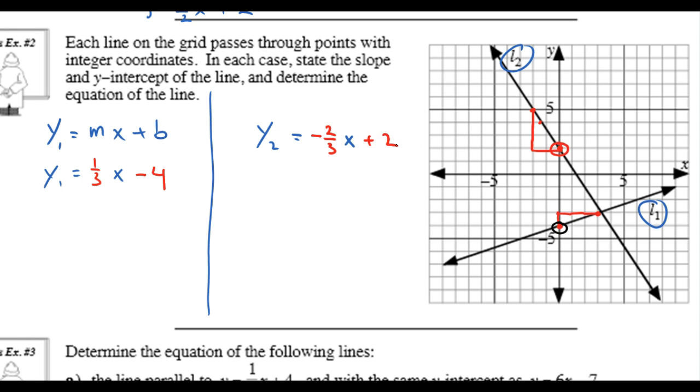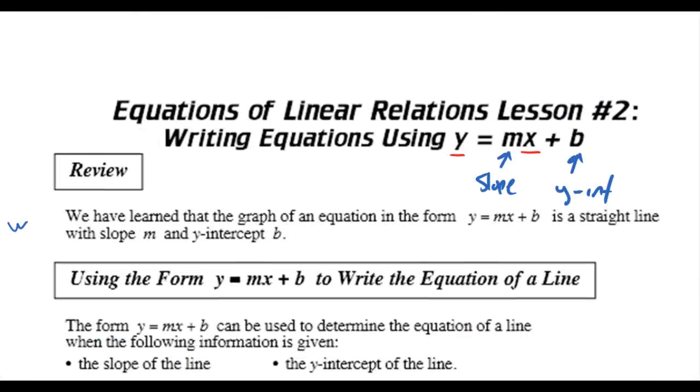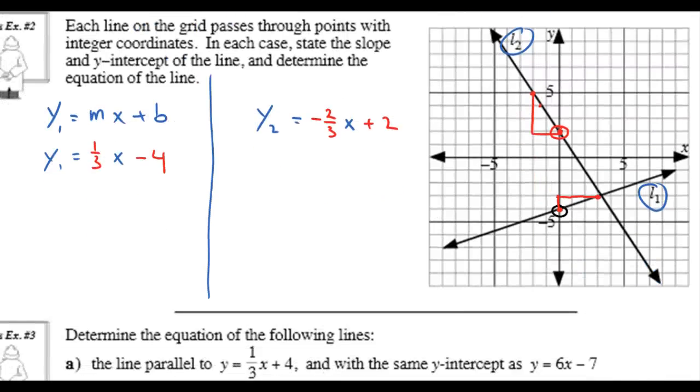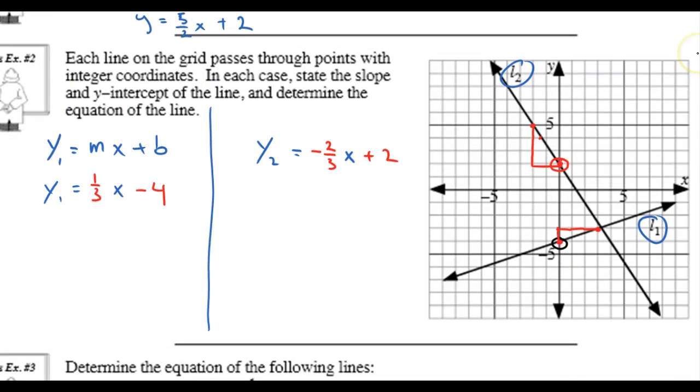All right. So as long as you have the slope and the y-intercept, you can get the equation of the line. We're going to see a few types of equations this unit. This type of equation is called the slope-intercept form, because we're given the slope and the y-intercept.